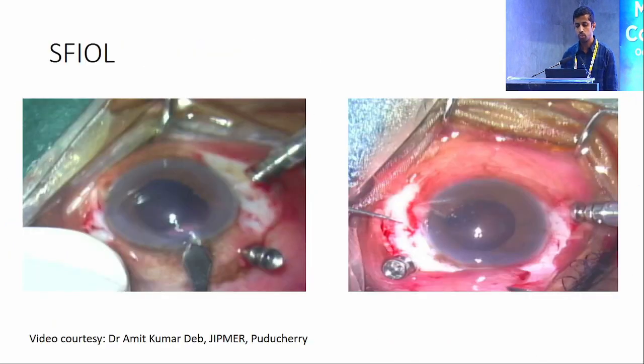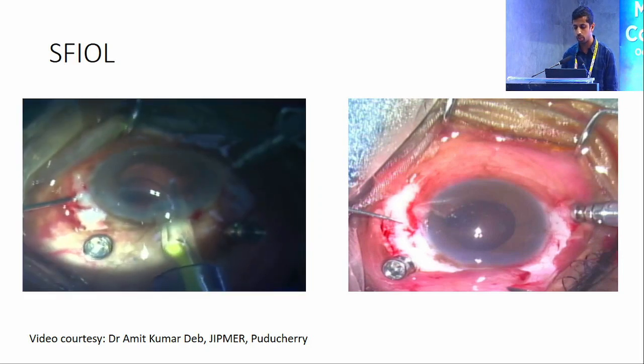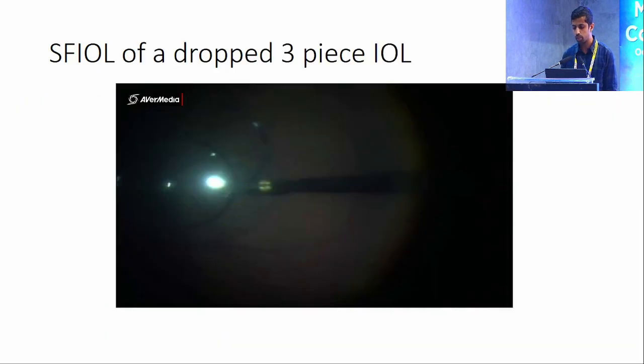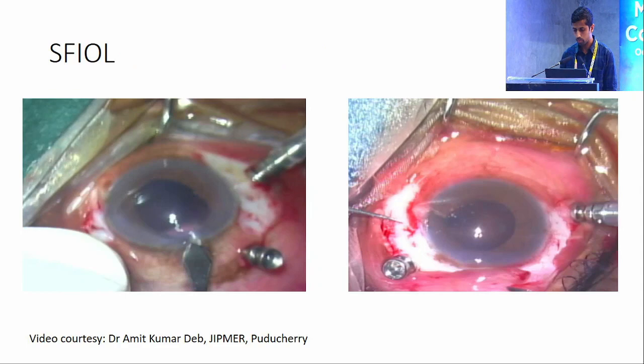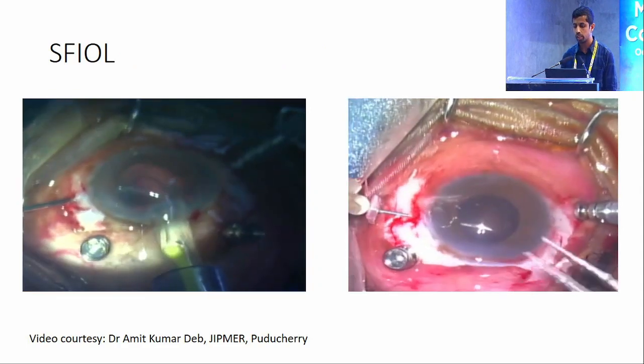So these are a few techniques of SFIOL. There are various techniques. This is a video showing the X-nick technique of SFIOL placement. This is another video which is showing a rigid IOL which is placed using an X-nick technique.